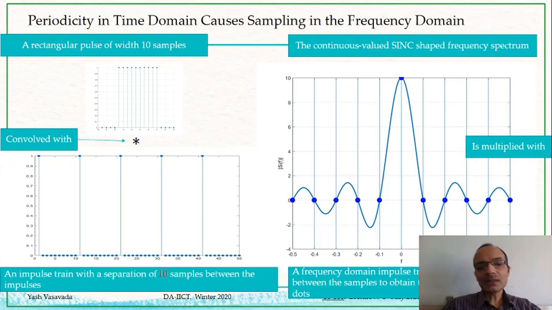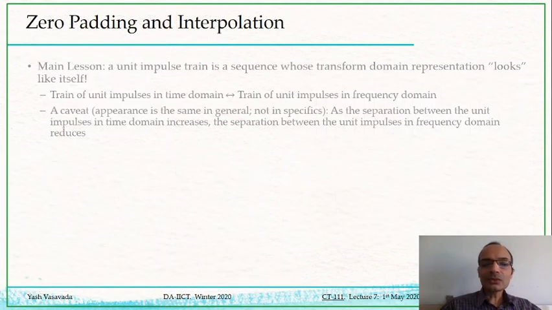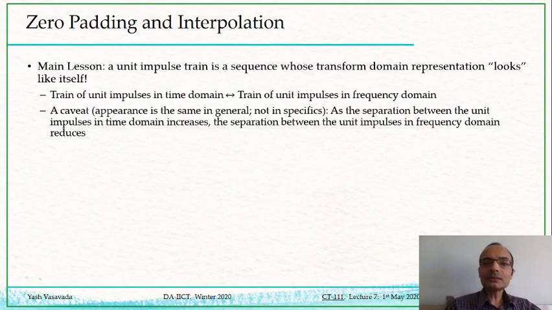Separation was 10 samples, and the separation in frequency domain was 1/10 or 1 over 10. In the second example, when we made the separation in one domain, the time domain, bigger, in the frequency domain the impulses became closer together. So that is something that we also have to keep in mind.